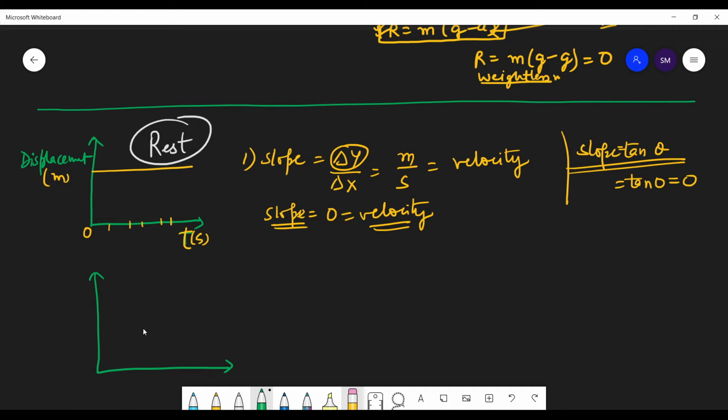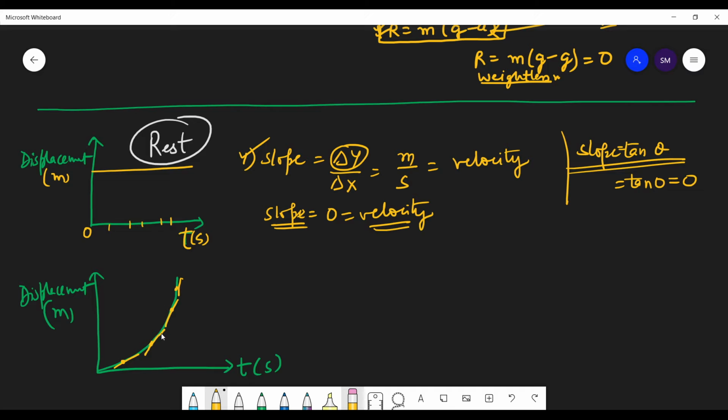Suppose you have a graph like this. Same displacement-time graph. This is in seconds, this is in meters. So students, first thing, let us discuss the slope. What is happening with the slope? This is the slope at this point, the tangent. This is the slope at this point. This is the slope at this point.